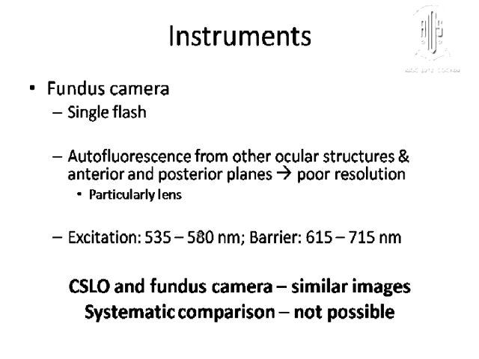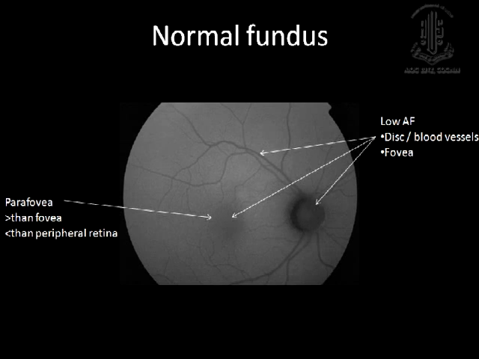You can use a fundus camera. Some of the fundus cameras, like the Topcon camera, allow us to take the autofluorescence images. Here it's just a single flash and it collates one single image. So this is corrupted by autofluorescence from other ocular structures, anterior and posterior to it. So you get a little bit poor resolution as compared to a Heidelberg, which is a CSLO. Here the excitation, based on the make of the camera, the wavelength varies and the barrier also varies. Essentially both these give similar images, but we cannot compare them systematically. The images I show are from a regular fundus camera.